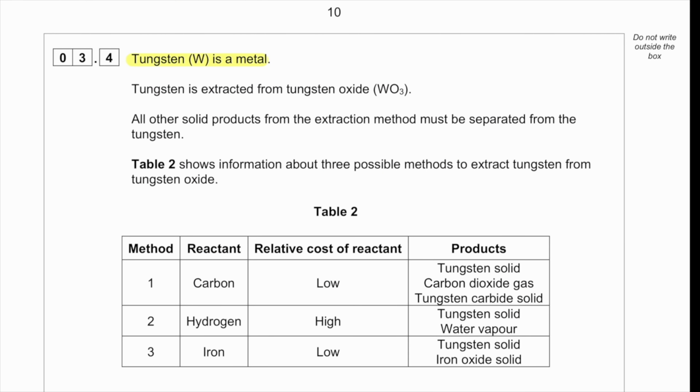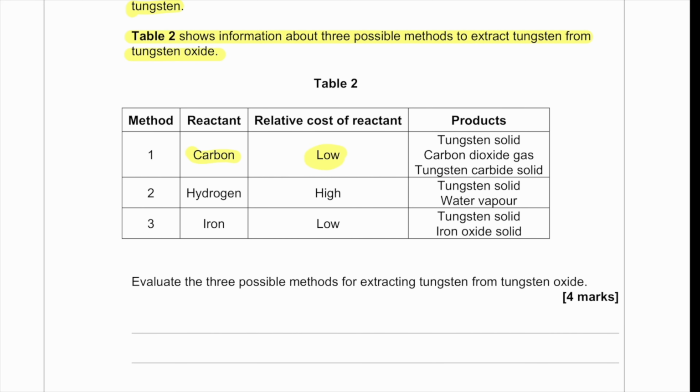Tungsten is a metal. Tungsten is extracted from tungsten oxide, WO3. Other solid products from the extraction method must be separated from tungsten. Table 2 shows information about 3 possible methods to extract tungsten from tungsten oxide. We can use carbon. The cost is very low. However, it produces tungsten carbide, which is a solid and hard to separate. We can use hydrogen. The cost is relatively high. However, we only get pure tungsten solid and water vapor, which can escape. We can use iron. The cost is relatively low. We get tungsten solid and iron oxide solid. The problem is the iron oxide solid will be difficult to separate.